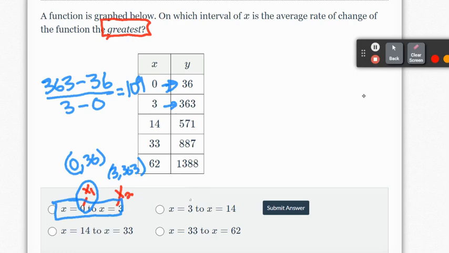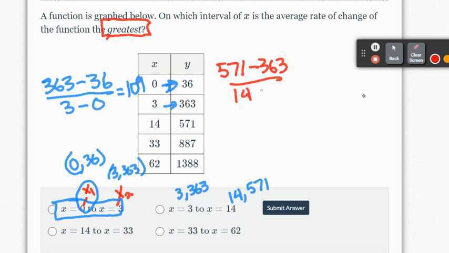So now let's do the next one. This is 3 to 14, so 3 goes with 363, so it's really 3, 363. And the second coordinate's 14, 571. And our job is to just find the slope between those. So then you take your calculator and do 571 minus 363, all divided by 14 minus 3. Now that's going to give us a decimal of 18.9. It doesn't matter that it's a decimal. What matters is that that is dramatically smaller than 109. So now we keep going because we're fishing for the biggest one. Right now 109 is a big candidate. So now we try the next one.